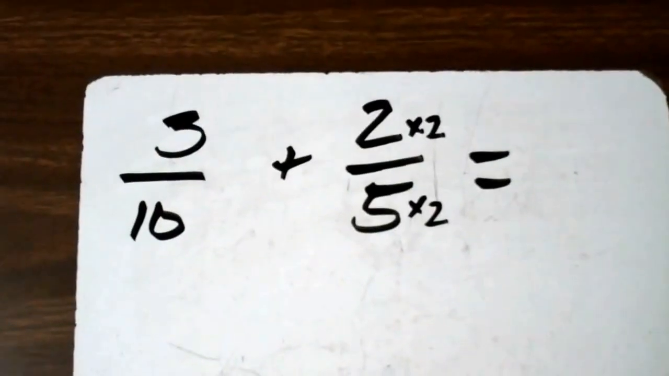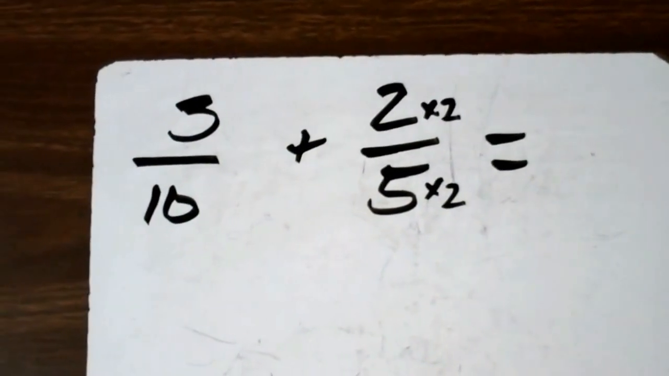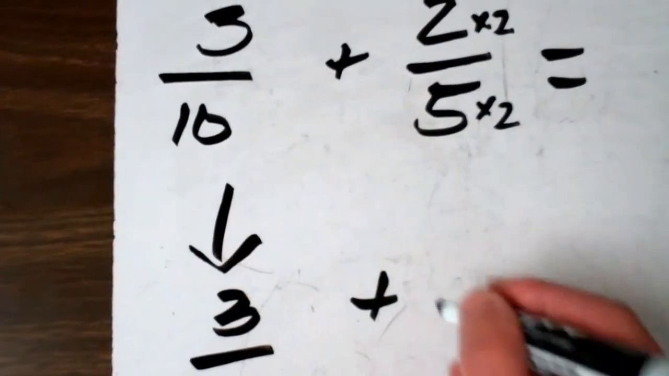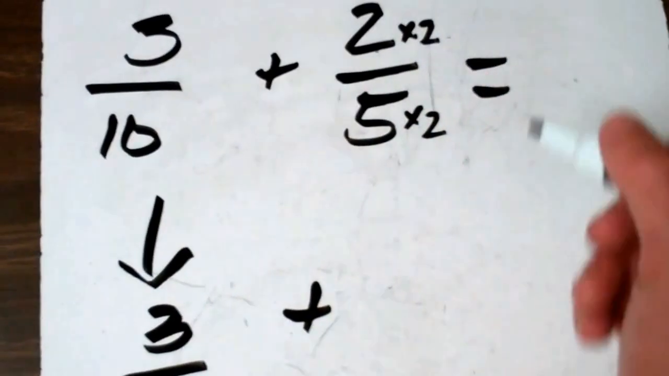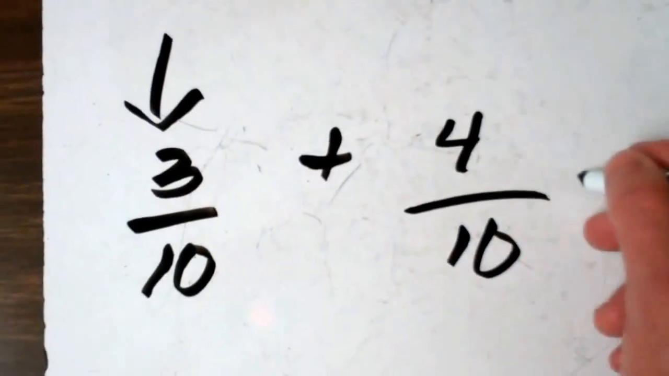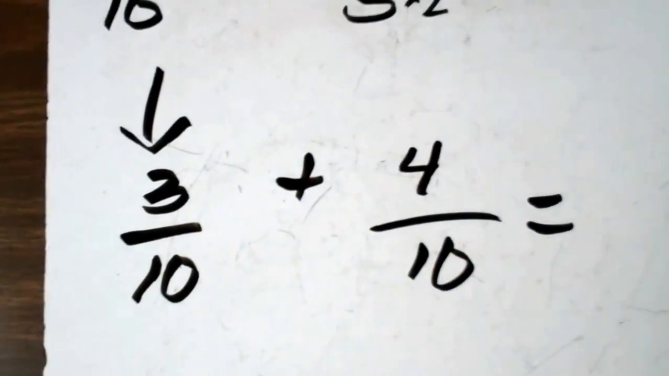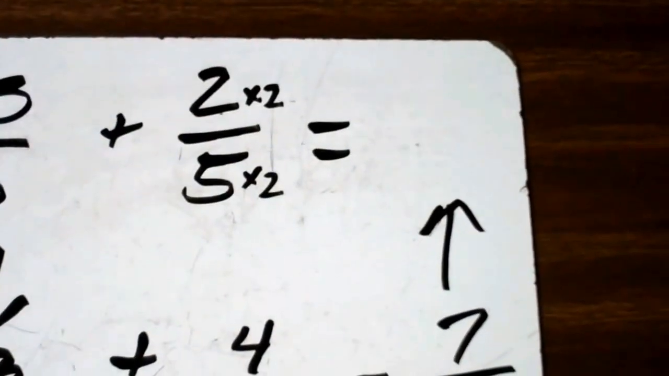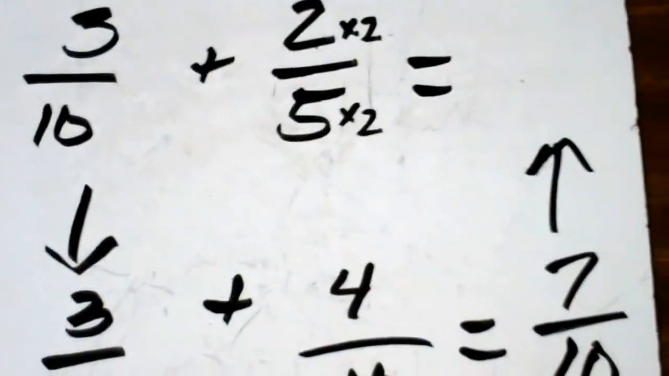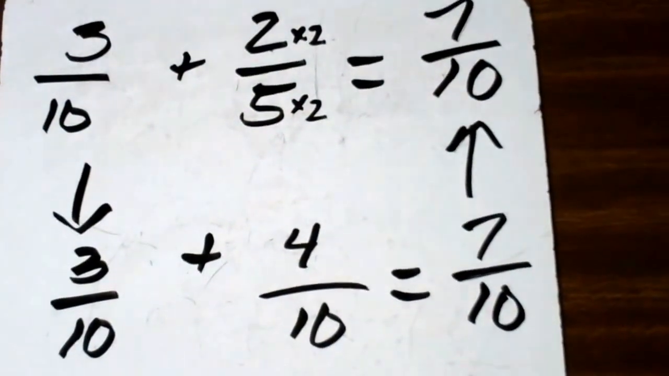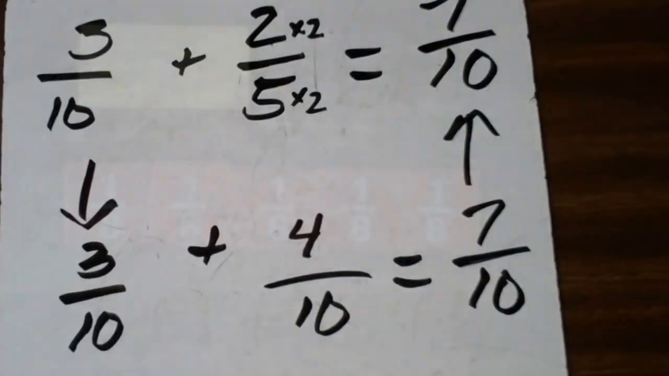That's right, we can multiply by 2. Again, make sure you do the same thing to the numerator and the denominator. Your 3 tenths stays the same. We're going to add, let's see, 2 times 2 is 4, and 5 times 2 is 10. So 3 tenths plus 4 tenths is 7 tenths. This is also the answer to 3 tenths plus 2 fifths, 7 tenths. The most important thing to remember is to make your denominator the same.